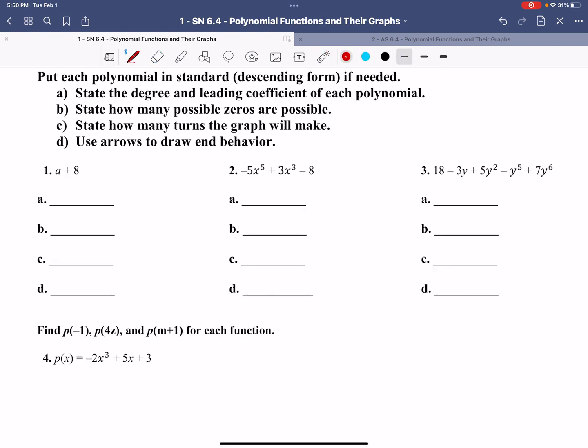But all the information is still the same. So first off, let's look at number 1. It says put each polynomial in standard, which is descending form, if needed.